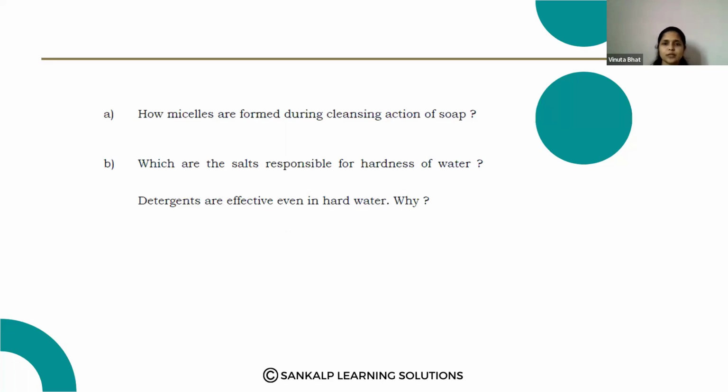Next question. There is an option for this question. How are micelles formed during the cleansing action of soap? Which are the salts responsible for the hardness of water? Detergents are effective even in hard water. Why? So these are the questions.